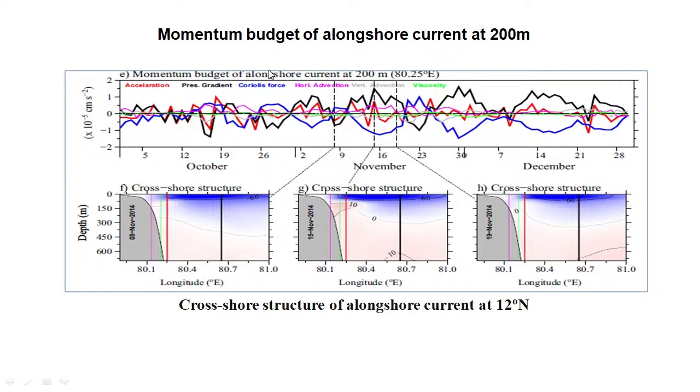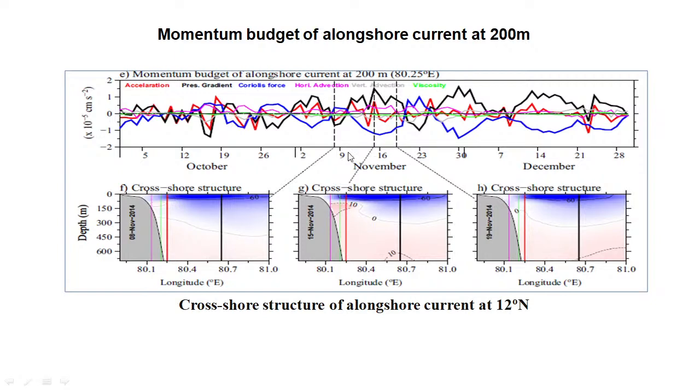So we have computed a momentum budget of the alongshore current at 200 meter depth, because that's where we saw the core of that small eddy. We call it a very small scale eddy because the length scale is of the order of something like 40 or 50 kilometers only. Most of the time, when there is an eddy kind of situation, the balance is between the Coriolis force and the pressure gradient force.